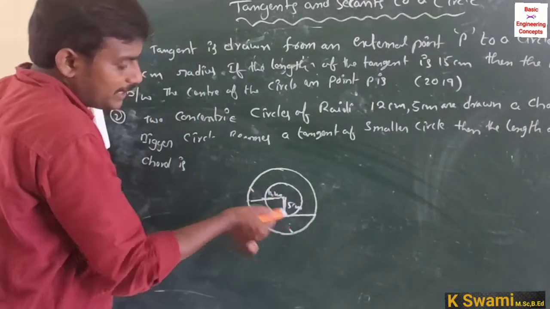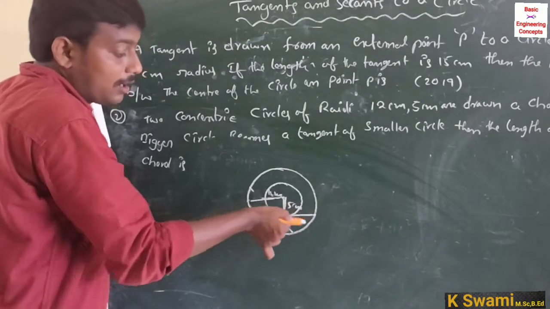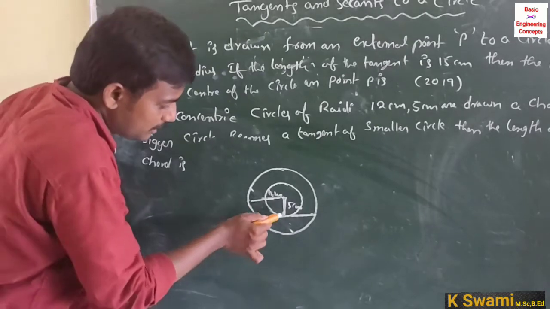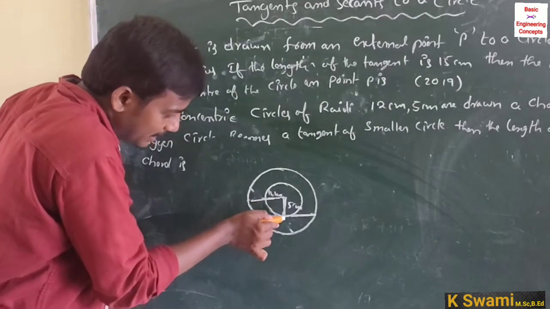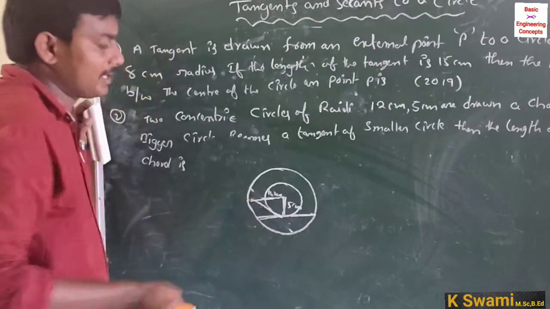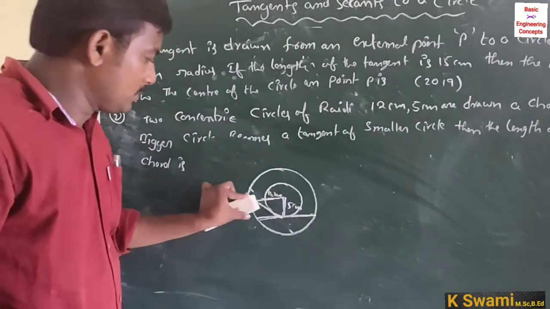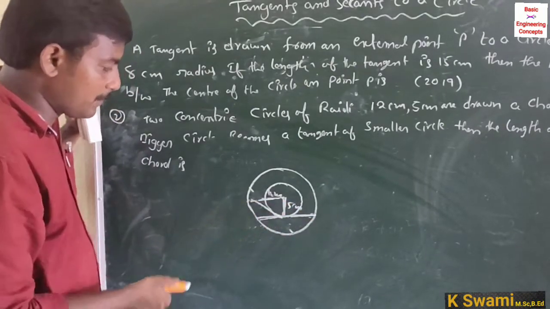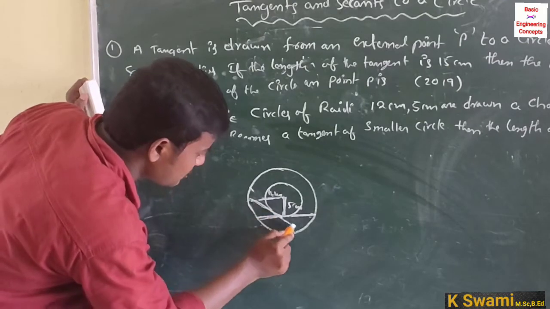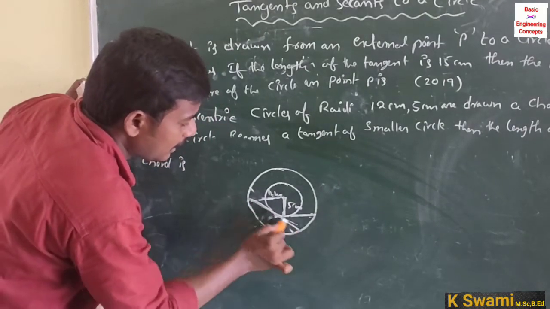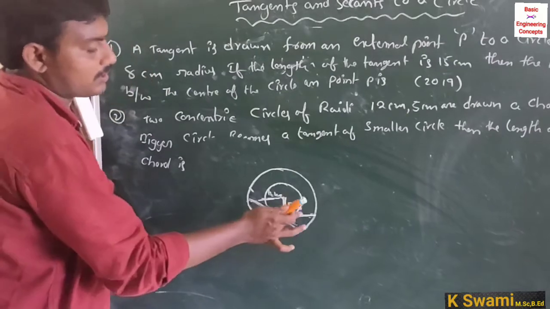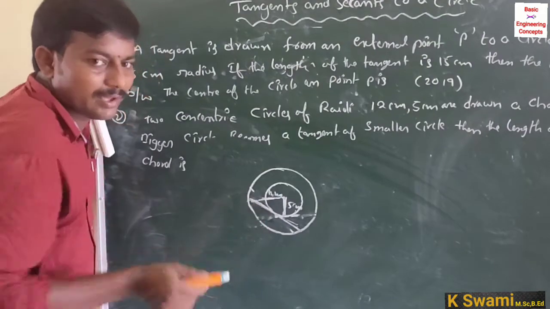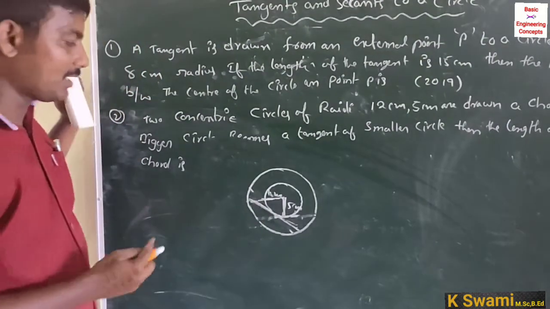Find the length of the tangent, or the length of the chord. So find this distance. It forms a right angle triangle again. To find the length of the tangent or chord, this is also a chord and also the length of the tangent of the smaller circle. We know that it forms a right angle triangle.